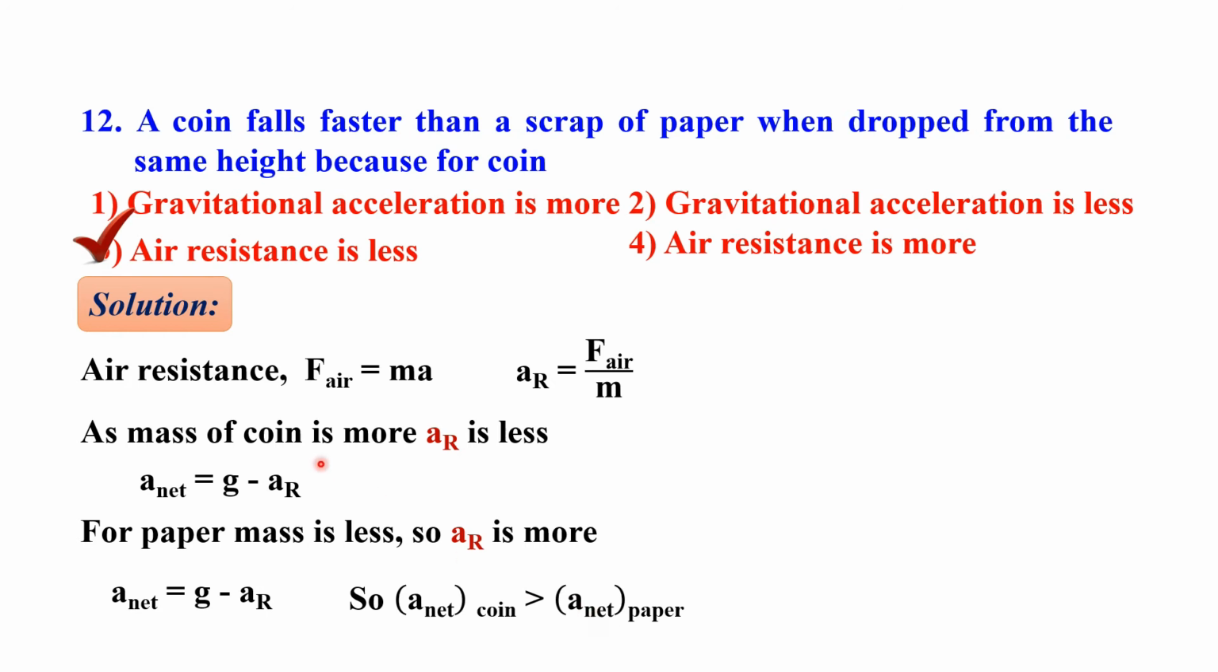So hence the coin falls faster than a scrap of paper, because for the coin air resistance is less. That's why the coin falls faster than the scrap of paper when they are dropped from the same height. The coin falls faster because its air resistance is less. The third option is correct. Next.